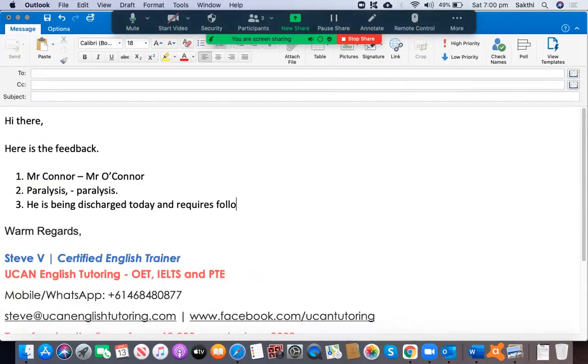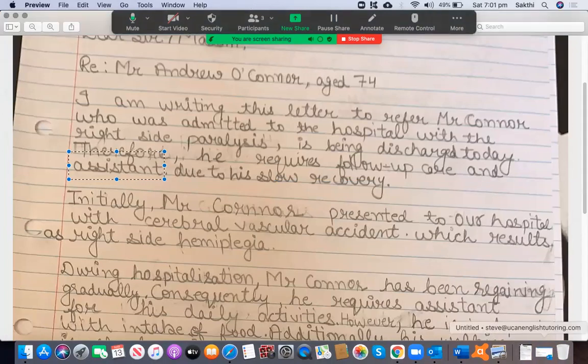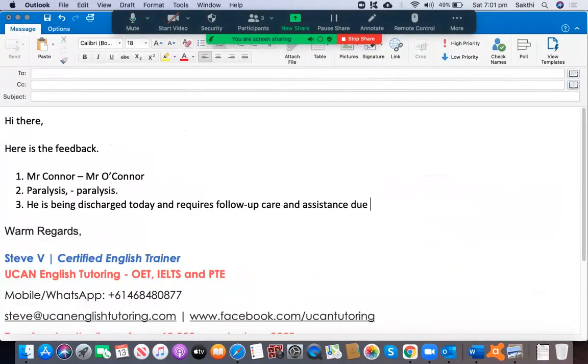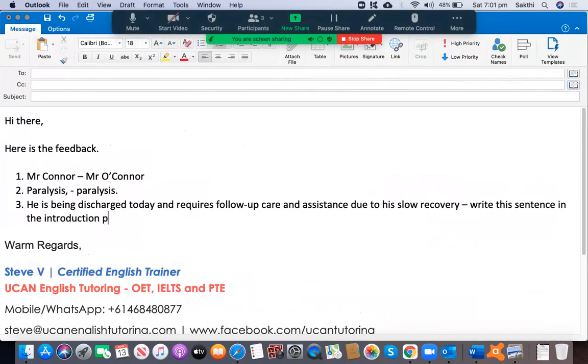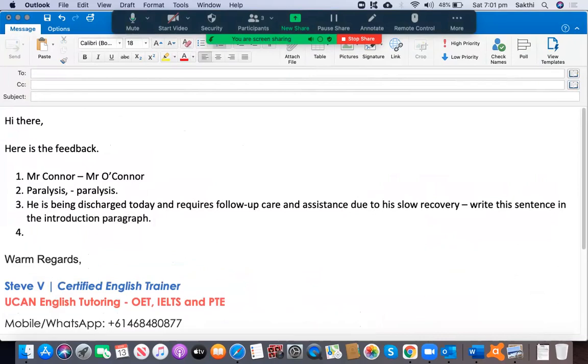Requires follow-up care and assistance. It's not assistant. Assistant is a person. Assistance is a noun, you know. I mean, an assistant provides, a person can provide assistance. Do you know what I mean? So assistance due to his slow recovery. Due to his slow recovery. Okay. Write this sentence in the introduction paragraph. Okay, please. Please write this now.